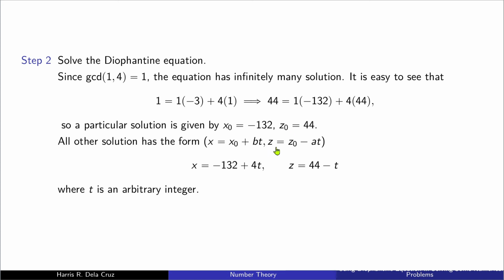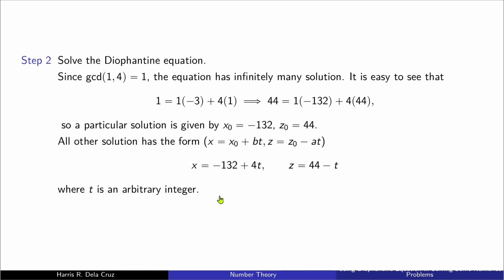Yung pangalawa, z equals yung unang solution ng pangalawang variable minus yung coefficient ng unang variable. A ang coefficient ng unang variable. Kasi ang Diophantine equation natin ay in terms of x tsaka of c. Okay? So, huwag magpapalit na doon. Pwedeng mapalitan yung variable for as long as you know which stands for x and which stands for y. So, you have the two equations. X equals negative 132 plus 4t and z equals 44 minus t for any arbitrary t.